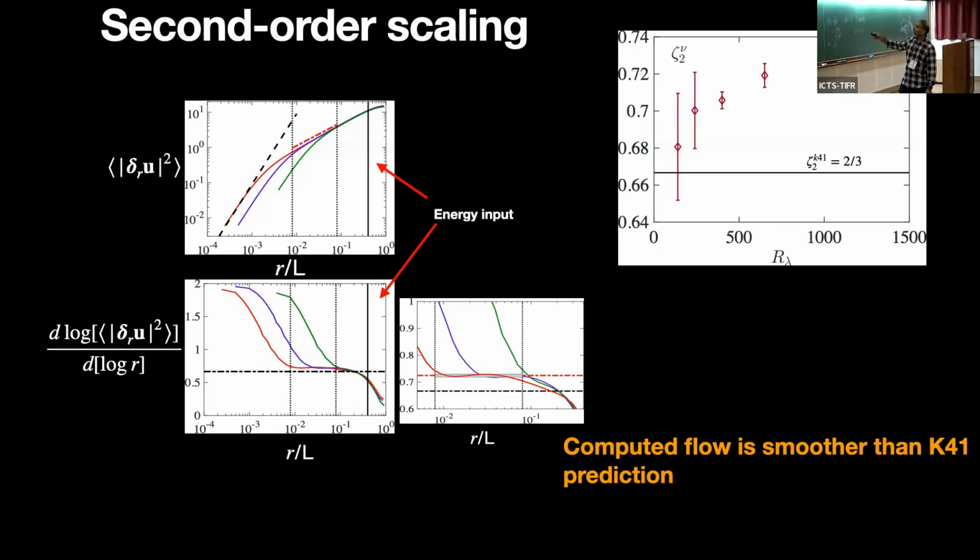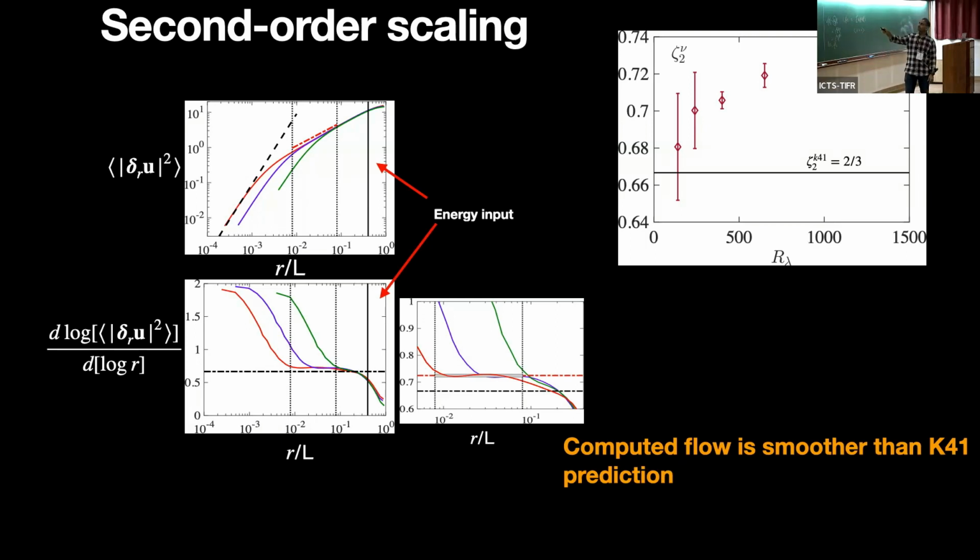I've also shown you the Kolmogorov non-intermittent value of 2/3 here. This is based on the self-similar prediction that I just showed you, that zeta 2 is 2/3. And you see that there's a clear deviation, especially at higher Reynolds numbers. And it seems to saturate at around 0.72. So this is an anomaly.